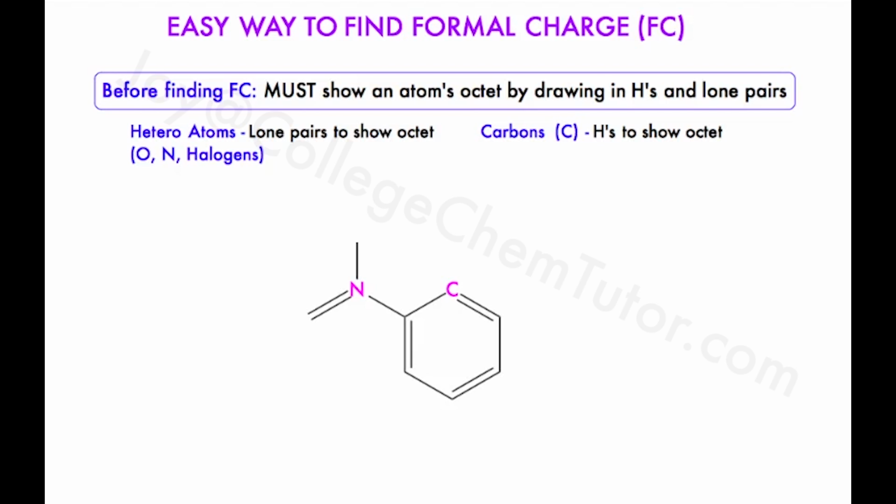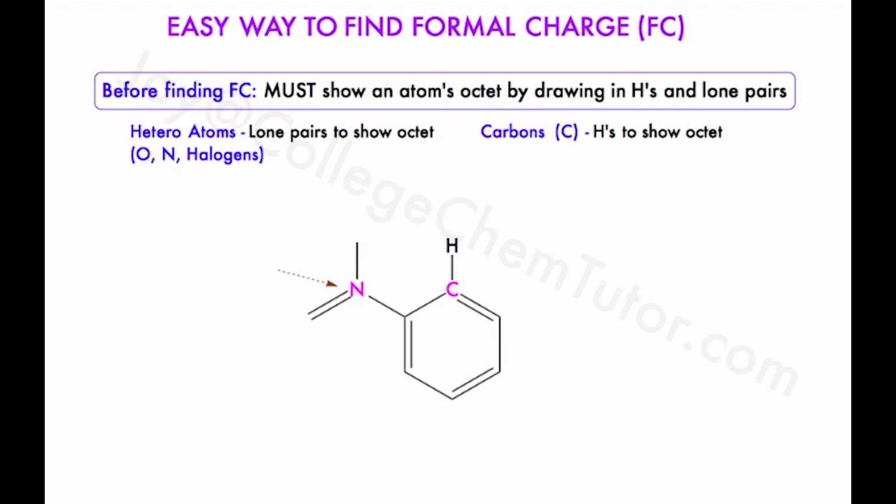As you can see, nitrogen already has 4 bonds and does not need any lone pairs. Just to clarify, the double bond on the nitrogen counts as 2 individual bonds. For the pink carbon, we only have 3 bonds, which means that there are only 6 electrons in its orbital. Therefore, we need to draw in 1 hydrogen bond to show the octet and complete the 8 electrons.